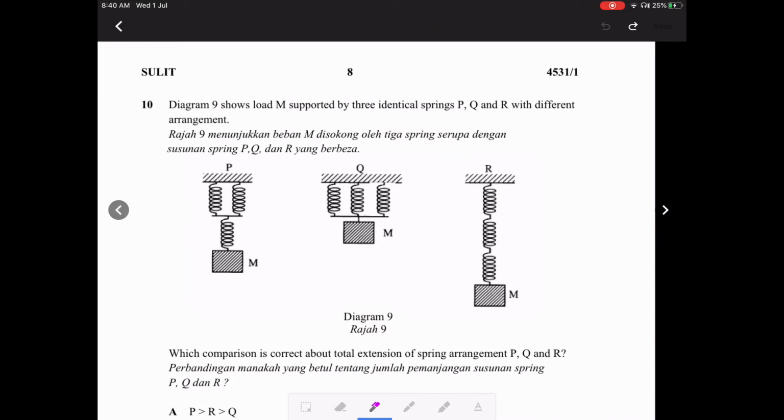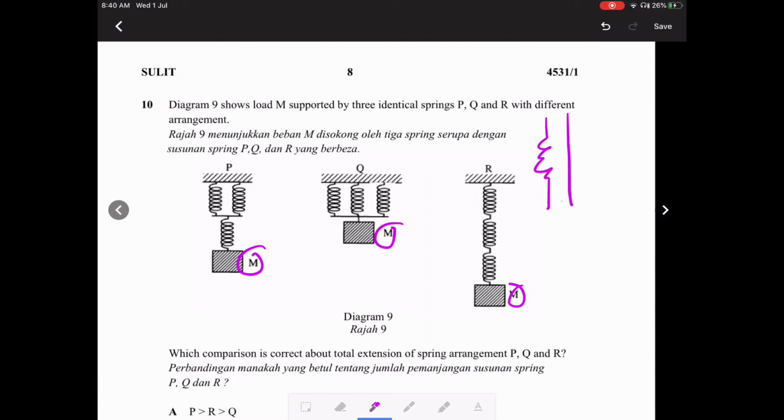Okay, number 10. Diagram 9 shows load M supported by 3 identical springs P, Q and R with different arrangement. So, mass dia sama. Slotted weight yang sama digantung. Okay, which comparison is correct about the total extension? So, dia nak tahu extension.